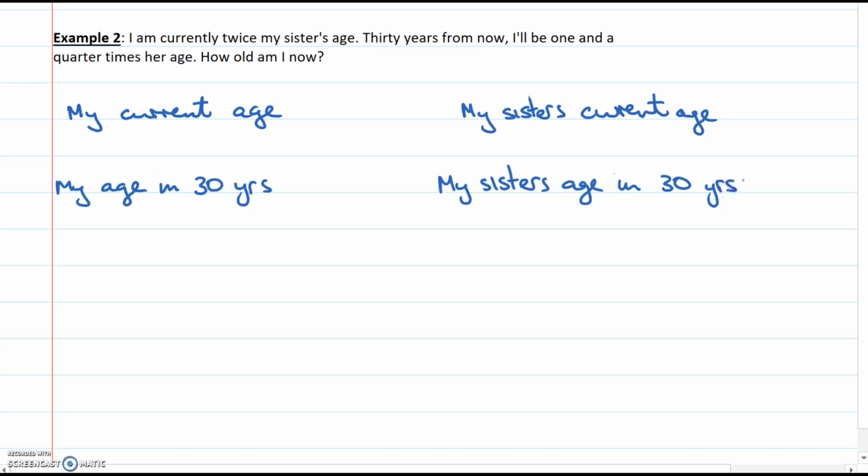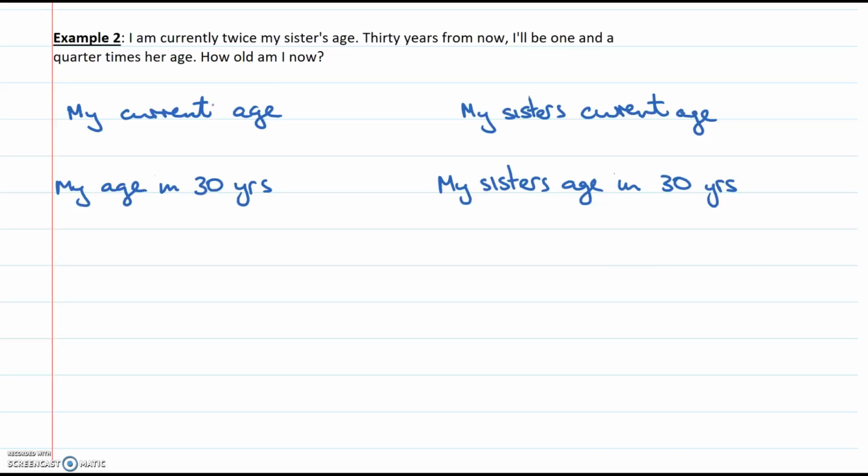Okay, so look at what you're asked for. How old am I now? Okay, so let's talk about what's happening currently. That's what we're trying to find out. Now, it does say my current age, and how old am I now? That might suggest to you that my current age should be your x. But let's stick with the current part of it.